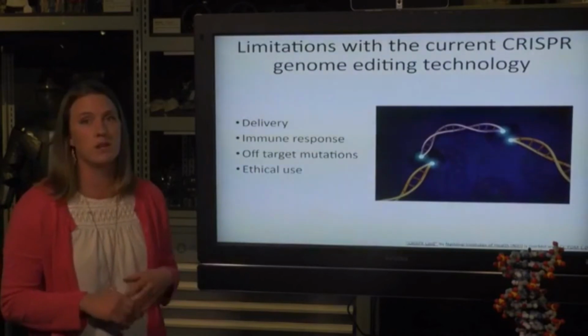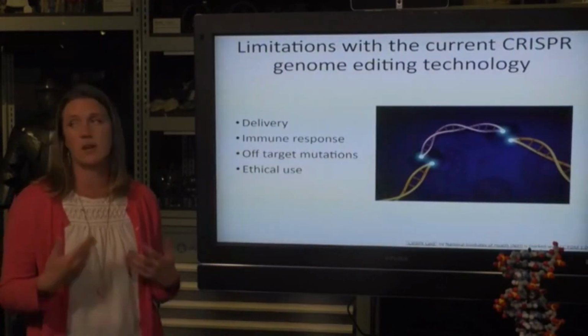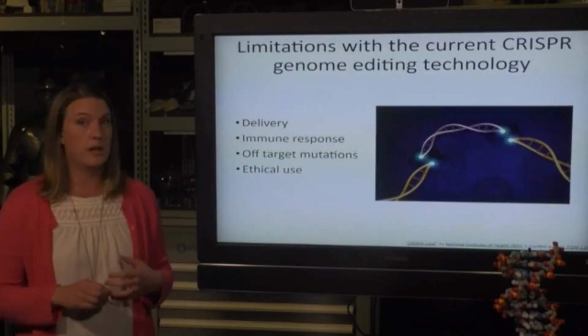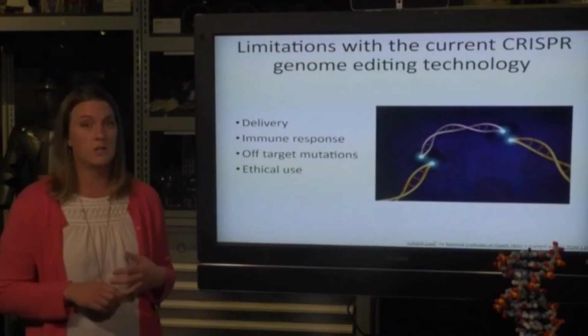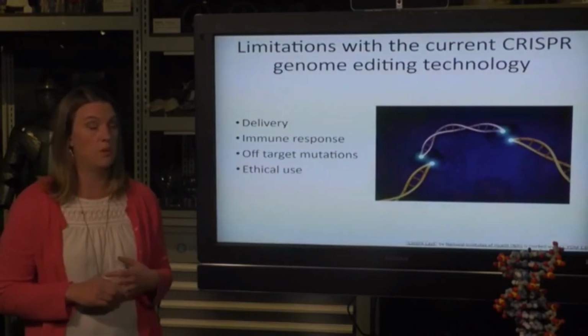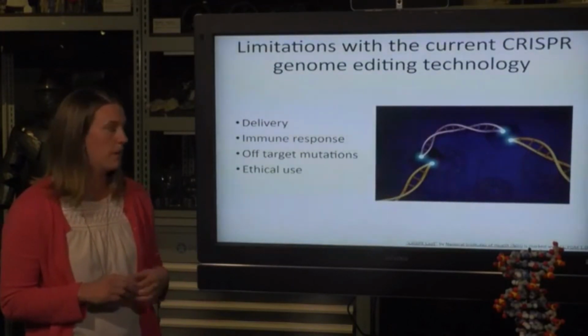Another problem with CRISPR right now is there's a potential for immune response because it's a bacterial gene, so that might cause the body to reject it. A really big problem in CRISPR right now is off-target effects. Off-target effects can cause unintended changes to the genome that we didn't predict. That can cause more genetic diseases that would be bad.